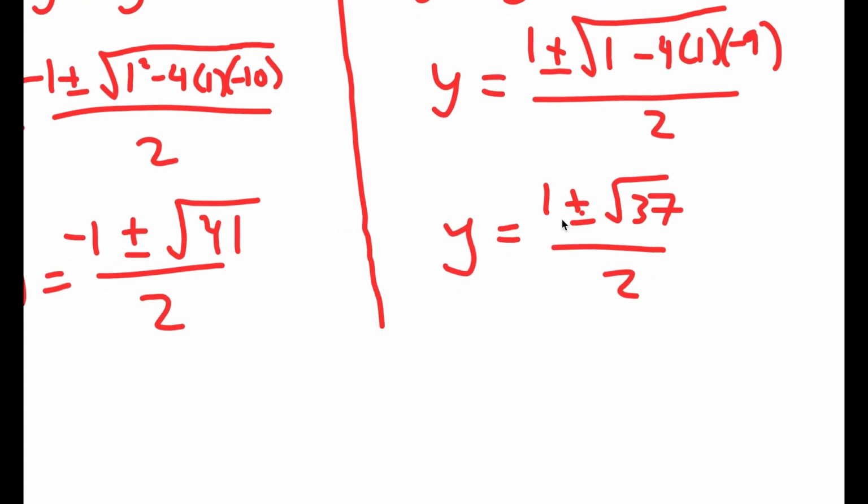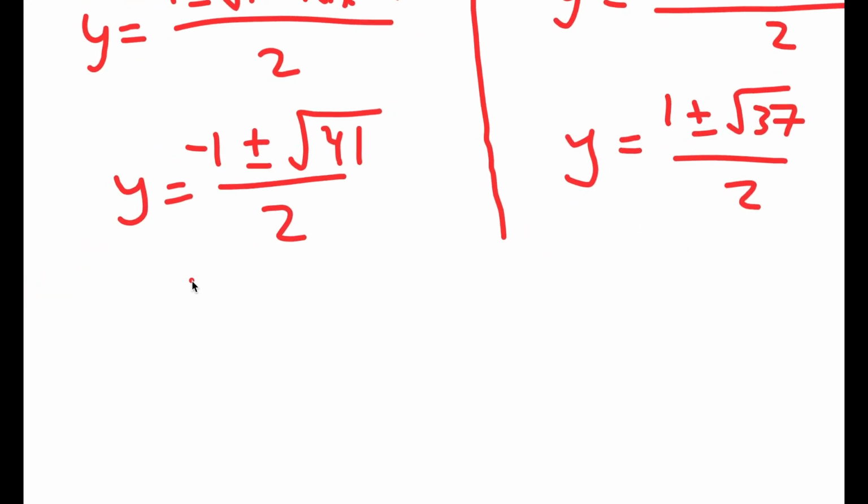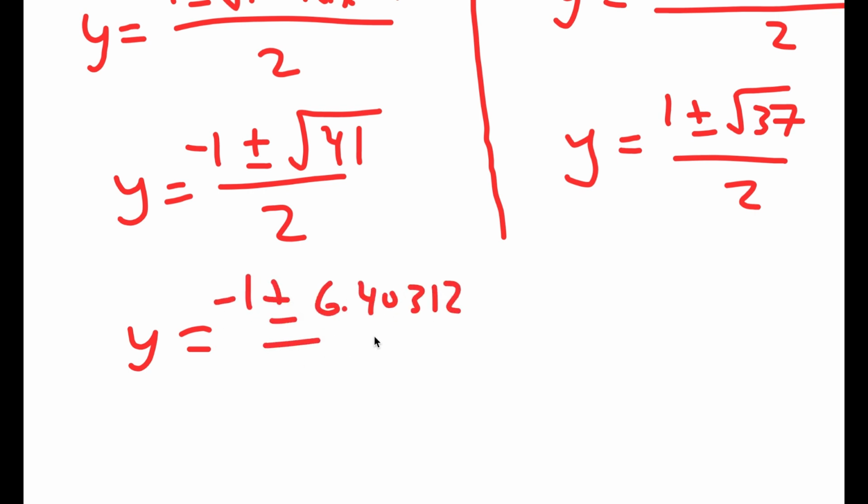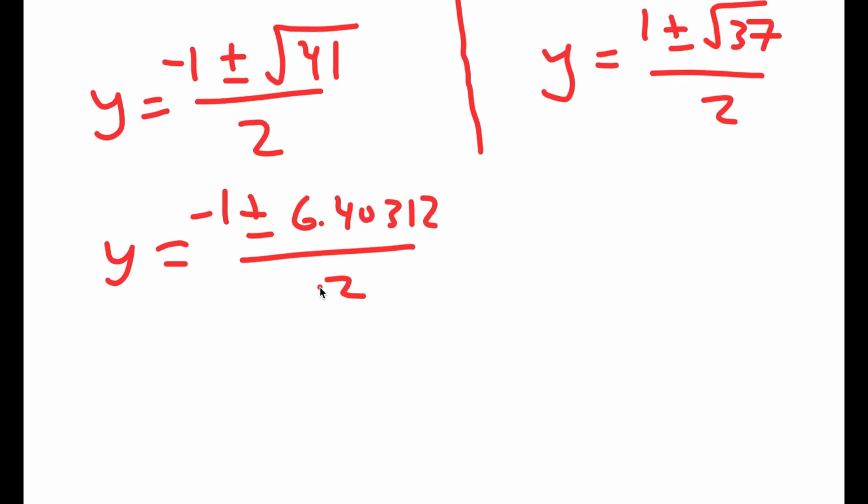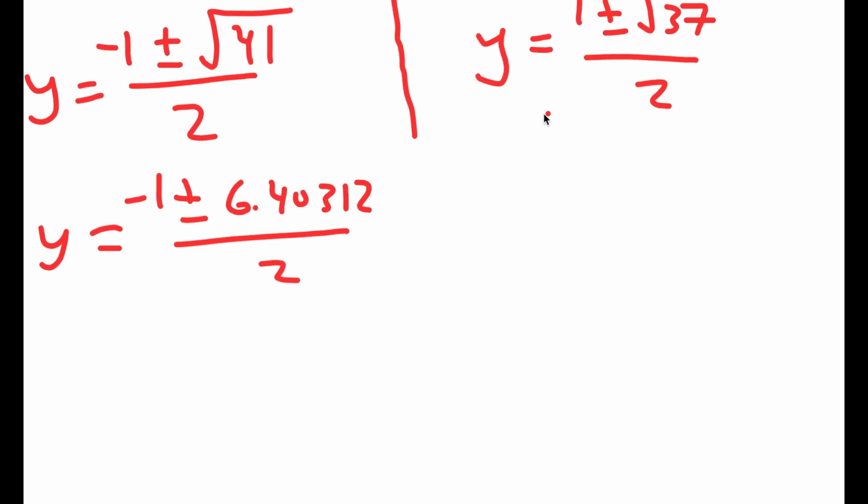To simplify this, it turns into negative 1 plus or minus 6.40312, over 2. Actually, let me just go to my second one now. For my right-hand side, I get y is equal to 1 plus or minus 6.0827, over 2.